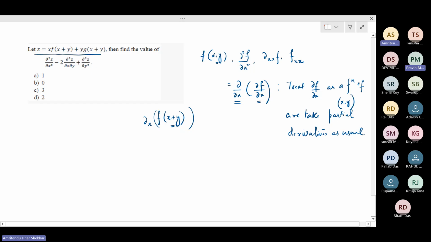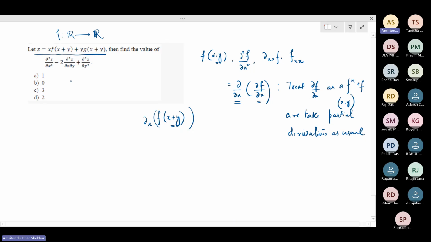When you see something like this, z equals x times f of x plus y plus y times g of x plus y, you can assume in this case, and generally in the context of this course, that f is a one variable function. That f is basically a function from R to R. It need not actually be a function from R to R, but here you can always assume that f is a function from R to R.